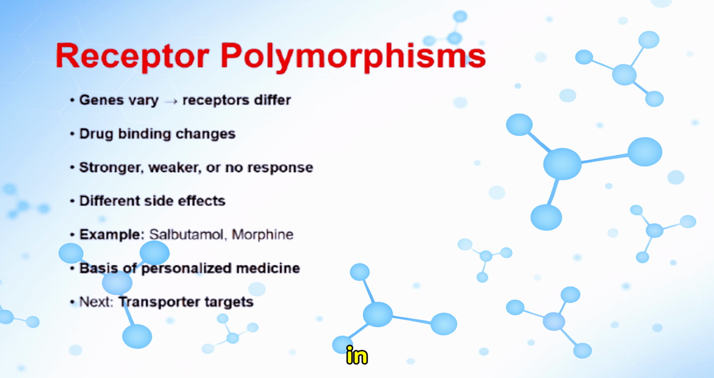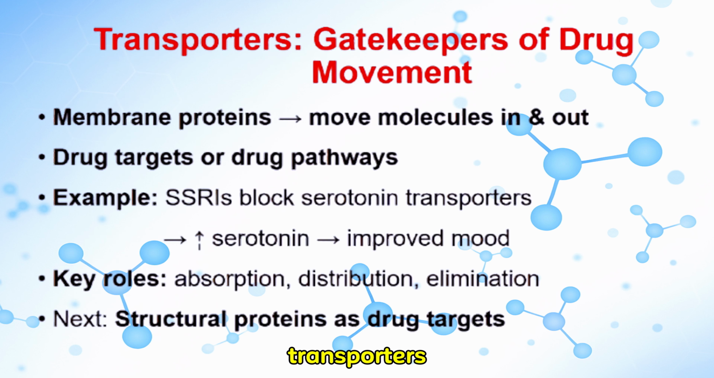Genetic differences in receptors help explain why people respond differently to the same drug, but receptors aren't the only drug targets in the body. Next, we'll explore another important class of targets: transporters, which move substances across cell membranes and are often involved in drug action and resistance. Transporters, gatekeepers of drug movement.